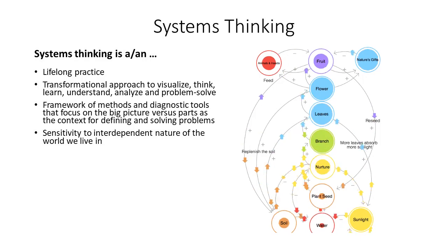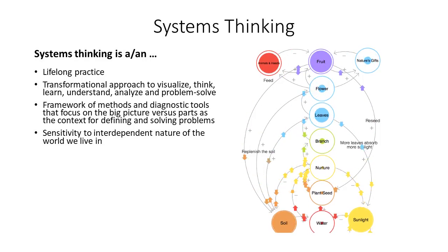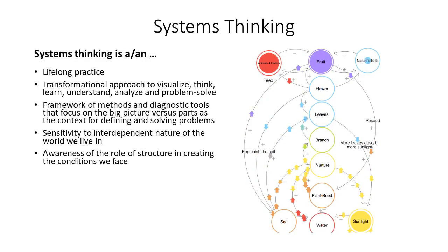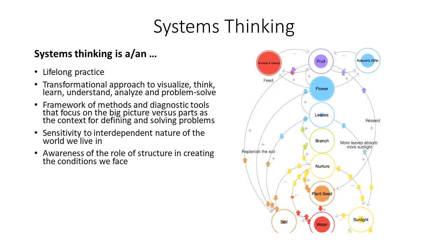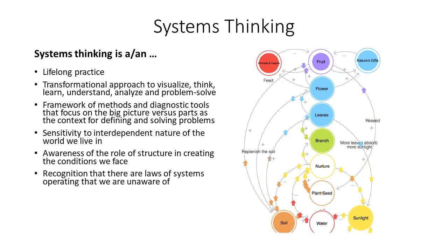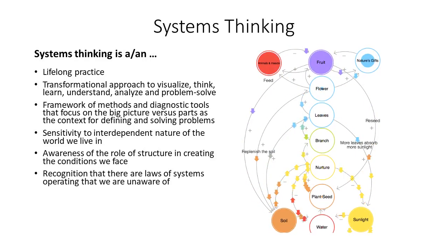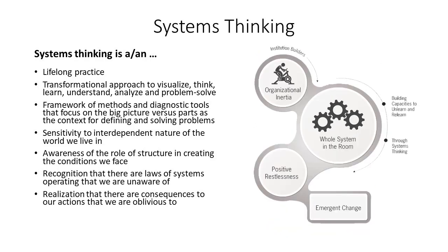Systems thinking requires sensitivity to the interdependent nature of the world in which we live, awareness of the role of structure in creating the conditions we face, a recognition that there are laws of systems operating that we are unaware of. It is the realization that there are consequences to our actions that we are oblivious to.